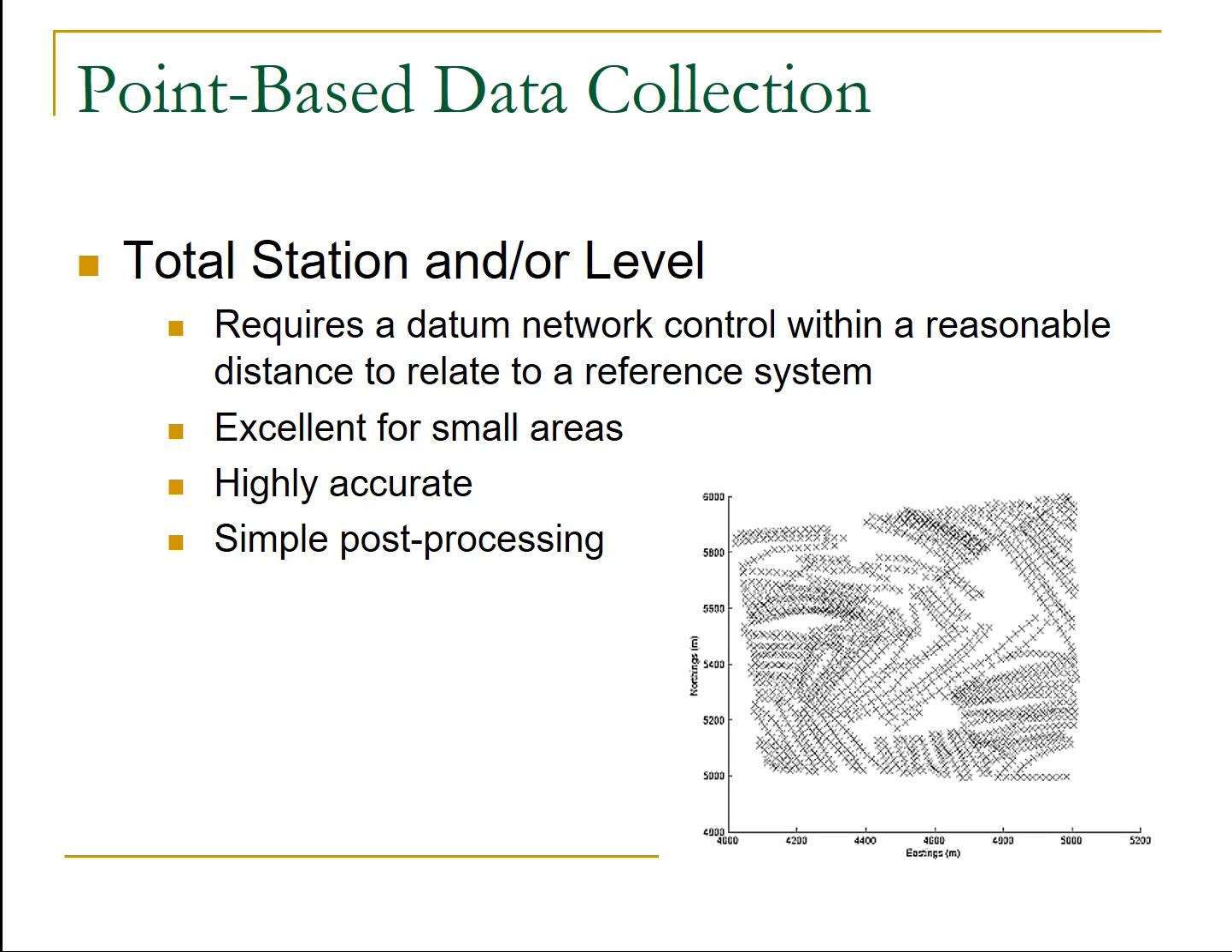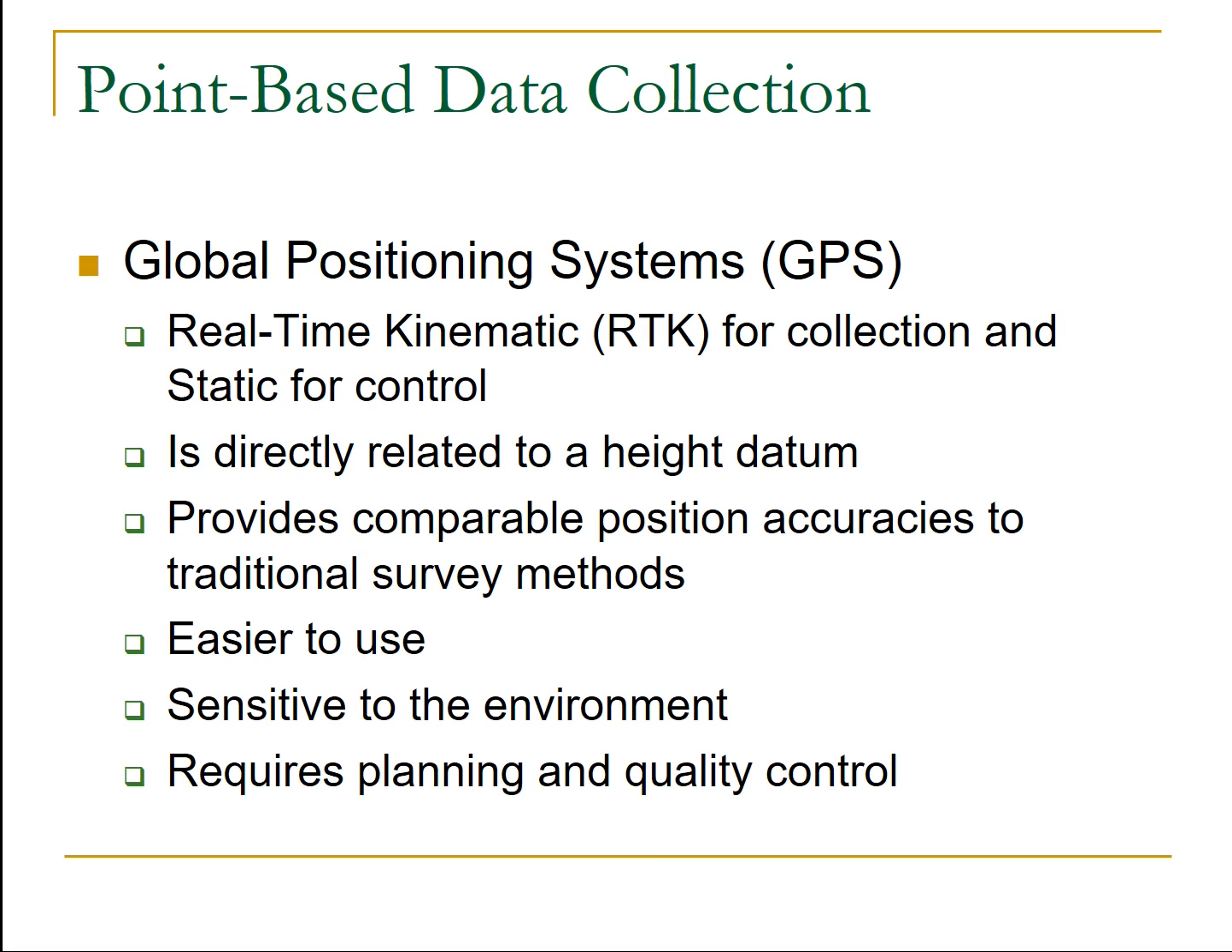So you guys are familiar with total station information and leveling. You need a datum within a reasonable distance so that you can actually access it by foot. It's great for small areas. It's quite accurate. It has very simple post-processing. GPS is great as well because it's relatively faster. And it is also related to a height datum that is calculated through the satellites and through where your stations are set up, rather than having to post-process that later. And it is comparable to traditional survey methods for larger areas.